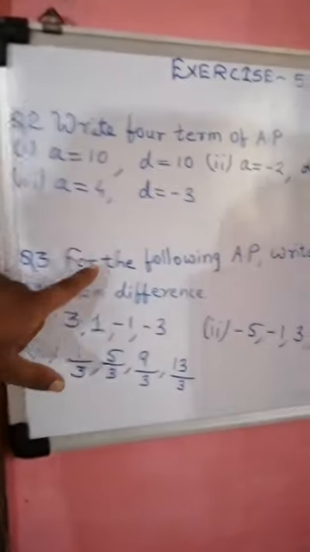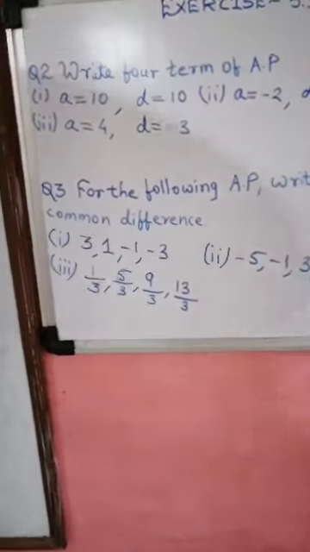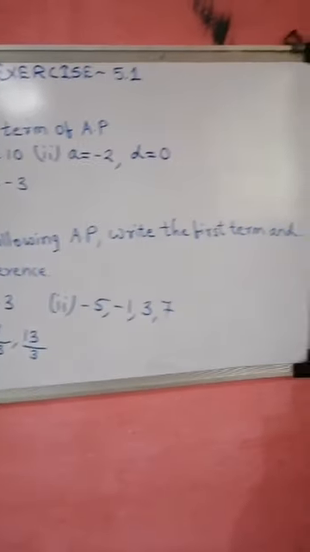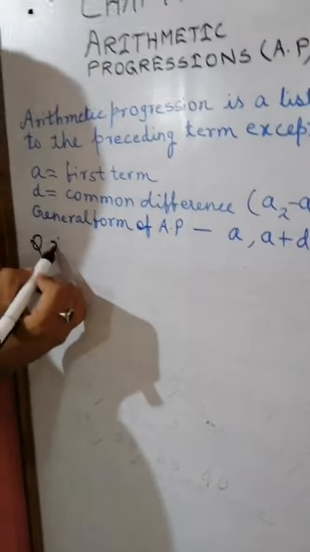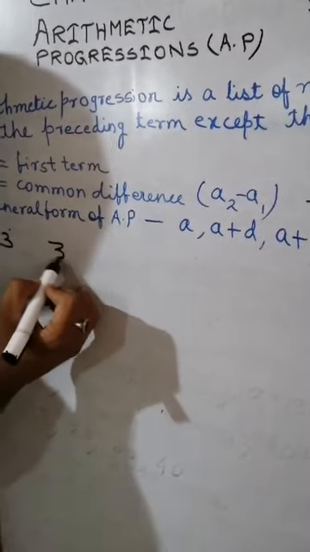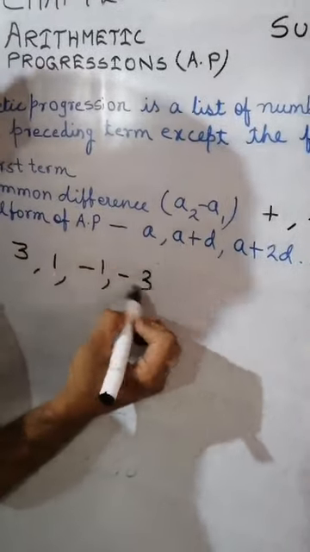Question number 3. For the following AP, write the first term and the common difference. What are they asking? They ask us to write what is the first term in the AP and what is the common difference. This is a very simple question. So the question is 3, 1, -1 and -3.